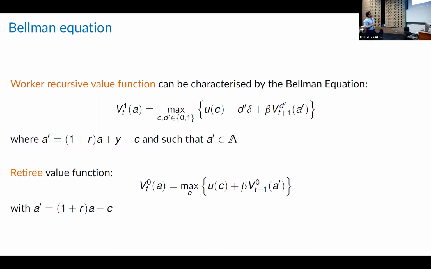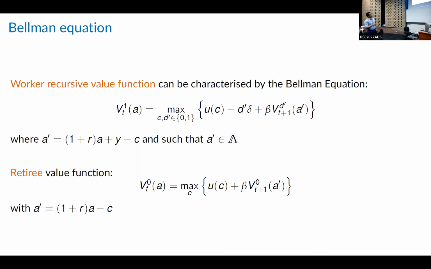Right? So this is the Bellman equation for the worker, maximizing over a continuous consumption. And the discrete choice, D prime, is whether or not you're going to choose to work the next period, okay? And this is your disutility from working, and this value function for time tomorrow is conditioned on D prime.